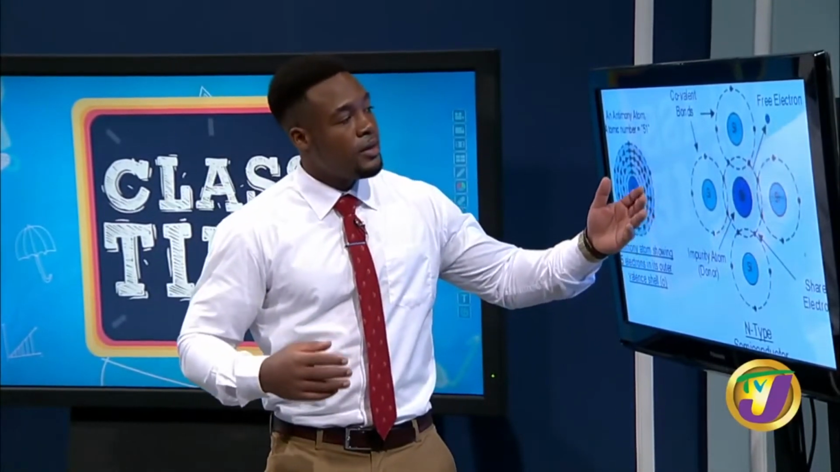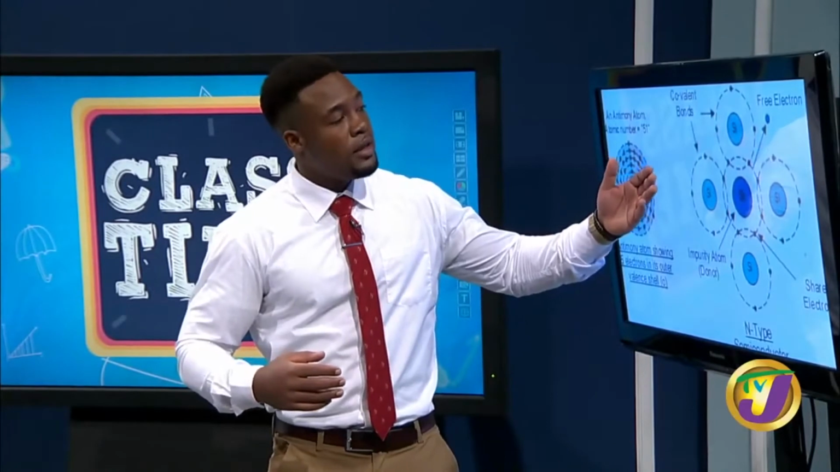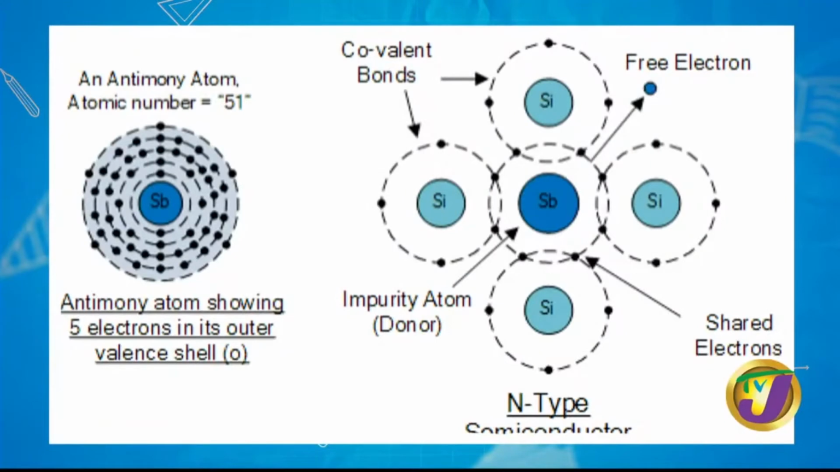Now, what you have happening is that based on the amount of electrons upon the outermost shell of the antimony atom, you would have the resulting free electron without a bond, right? Now, this free electron is able to roam. And as Mr. Myers mentioned, and as you would have known based on the electron theory, the movement of electrons is what causes our current, all right?